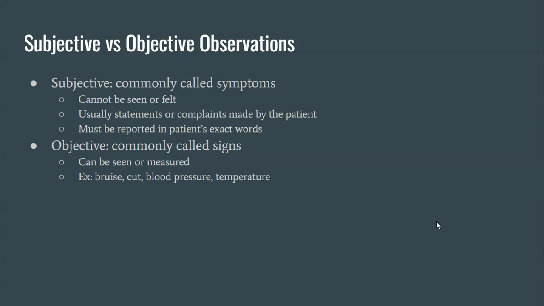On the other hand, our objective observations, otherwise known as signs, are things we can see or measure. So I can see a bruise. I can measure how big it is. I can see a cut. I can physically take your blood pressure and I can check your temperature. So you might tell me you feel hot, but I can take your temperature and know that it's 102.5. One of those is measurable, one of them is not.